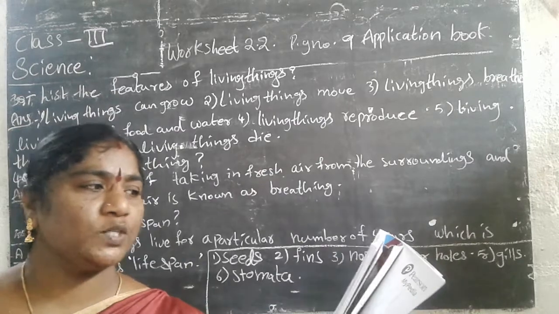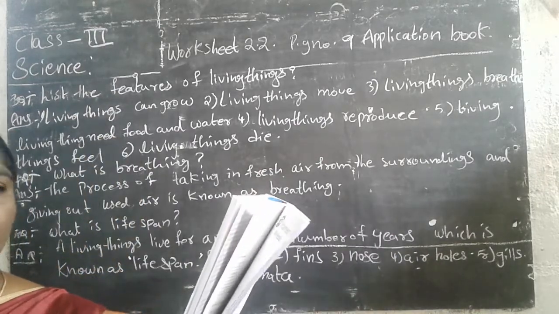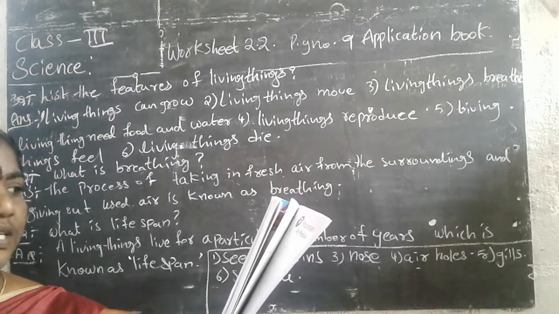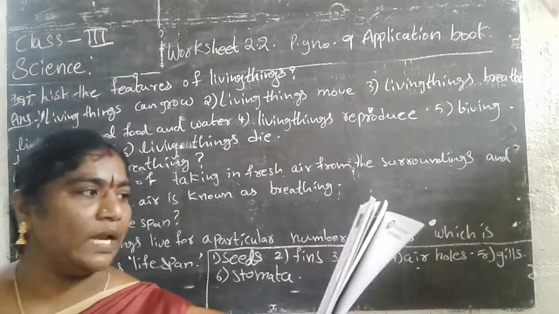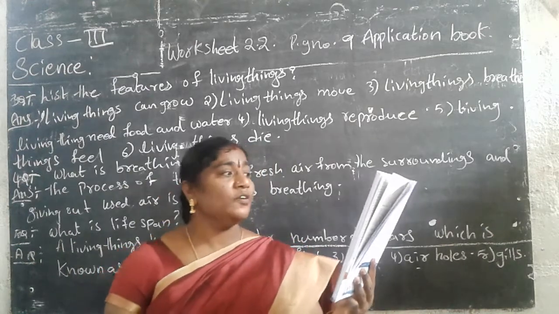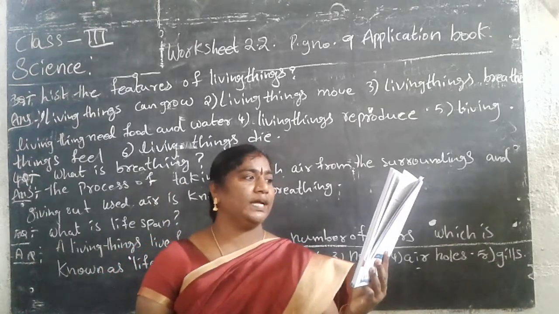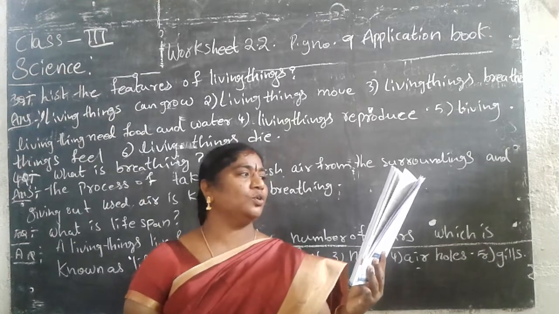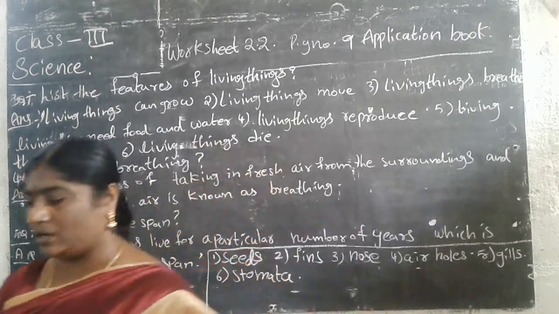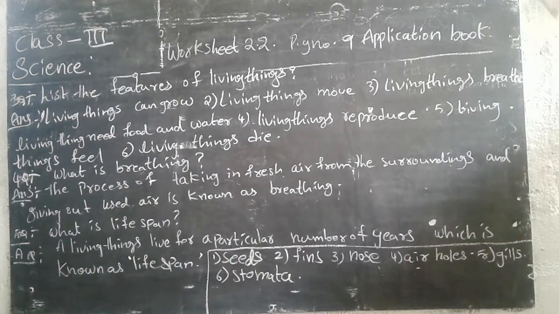One more time I am repeating the fill in the blanks. First one, most plants produce seeds that grow into new plants. Fish move with the help of special parts called fins. Human beings breathe with the help of their nose. Grasshopper breathes through the air holes. Fish use their gills to breathe underwater. Plants breathe through tiny pores of their leaves called stomata. Okay? First, worksheet 2.3, we have to complete, fill in the blanks.